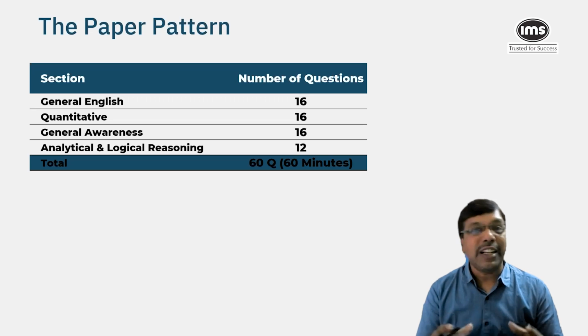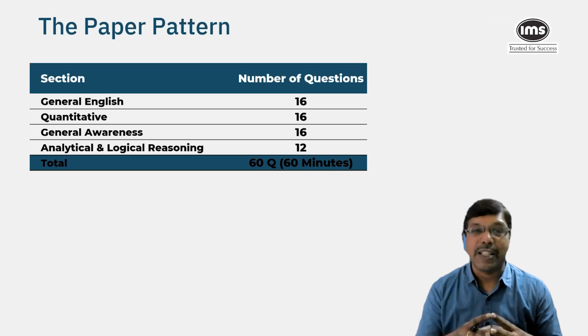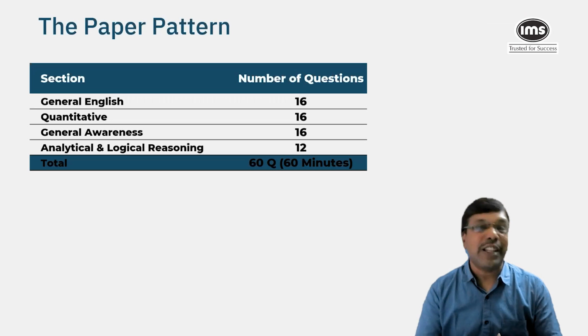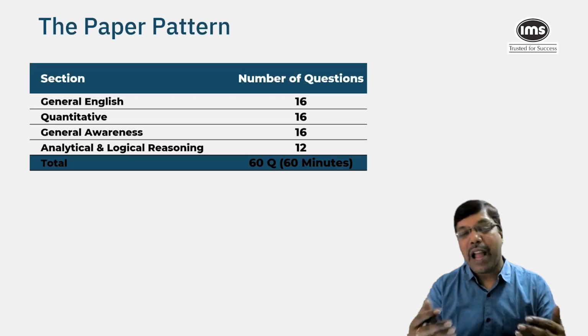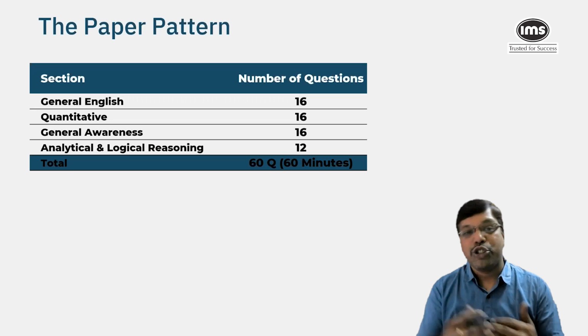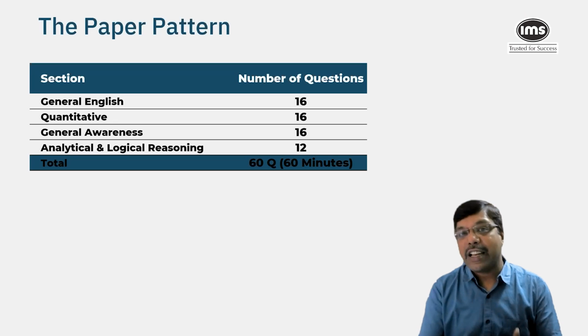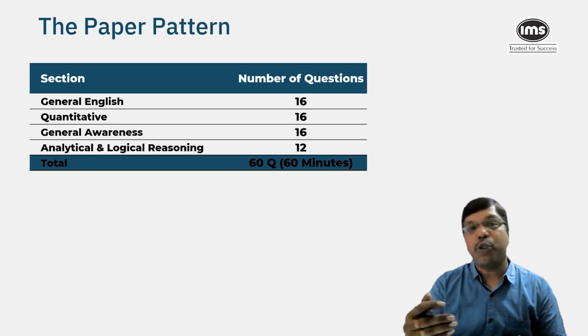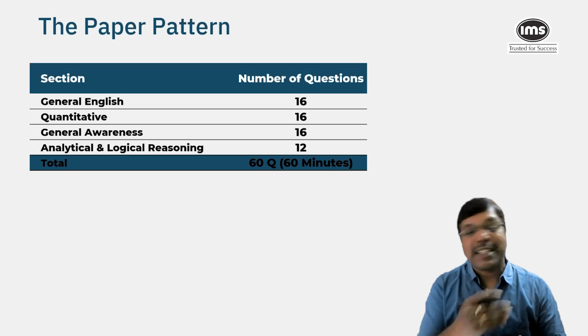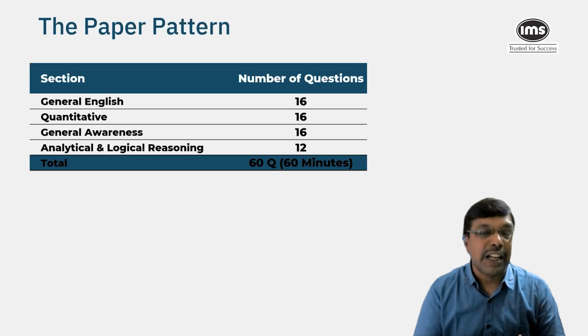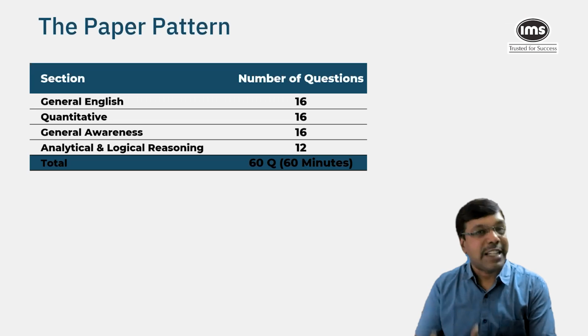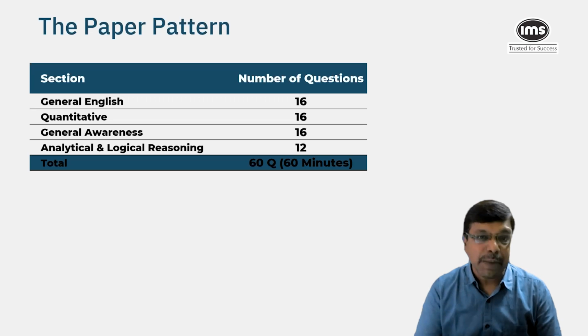The exam currently is conducted for 60 minutes and has 60 questions. As you can see on the screen, the exam has 4 sections: general English, quantitative, and general awareness with 16 questions each, whereas analytical and logical reasoning has 12 questions. So the exam is for 60 minutes and 60 questions.